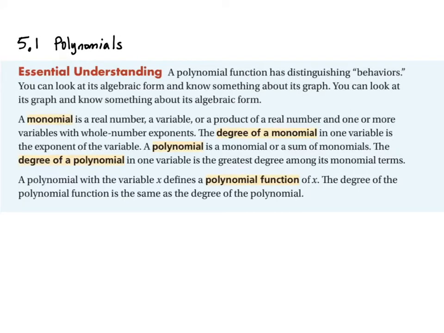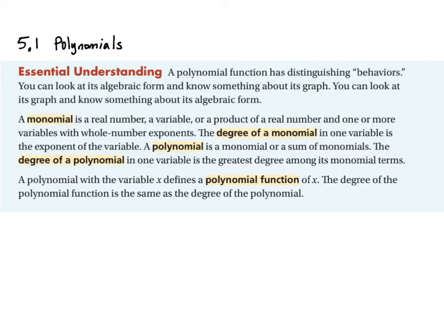All right, section 5.1, we're going to be talking about polynomials and graphing polynomials and describing their end behavior and things of those matters. But we just need to review some of the basics for polynomials. A polynomial function has distinguishing behaviors. You can look at its algebraic form and know something about its graph, and you can look at its graph and know something about its algebraic form.